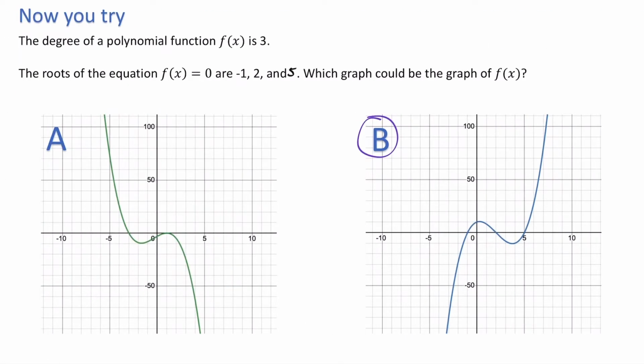So this polynomial tells us that it has roots at negative 1, 2, and 5. So we have x-intercepts at negative 1, 0, 2, 0, and 5, 0. If we look at graph A, it has x-intercepts at negative 3, 0, and 1, 0. So A will not work. B does in fact have x-intercepts at negative 1, 0, 2, 0, and 5, 0. So that's why B is the correct answer.